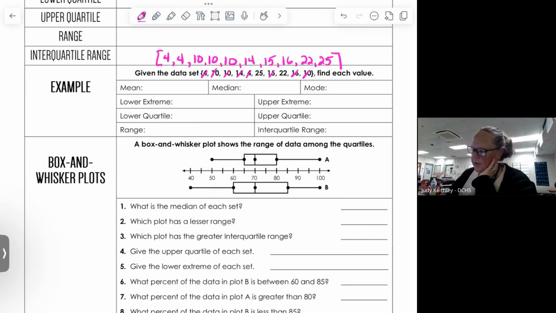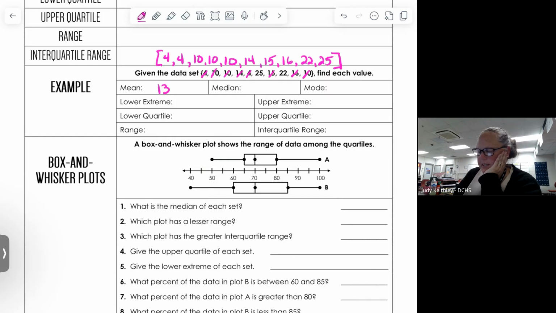So now we're going to look for the mean, and the mean just means we add up all the numbers and divide it by 10 because we've got 10 numbers. You guys start calculating it, and it is a 13.